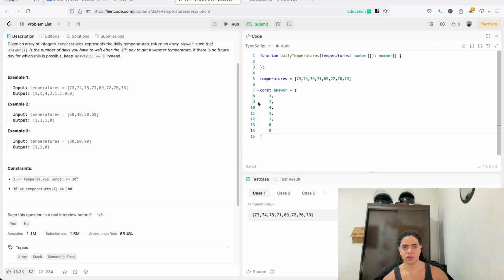Because what we want to return is the number of days, which is by comparing this element with all of its subsequent elements until we reach a particular condition, and then this element with all the subsequent elements as well, and this element with all the subsequent elements as well. The big O notation for that will be O(n squared) time.